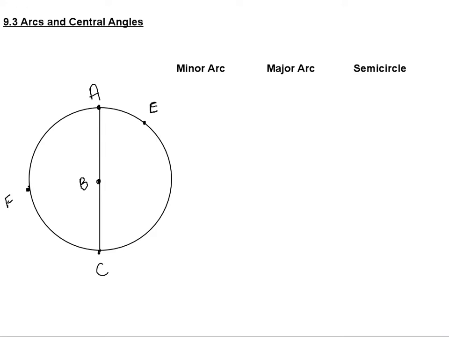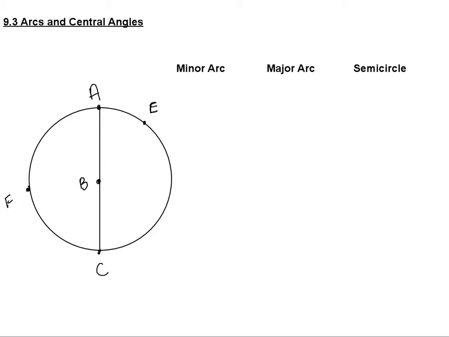So in this video, we're going to talk about other parts of circles. We've spoken about chords, diameters, radii, etc. But there are other parts of circles that you see, but we don't necessarily have the vocabulary for it yet. What we're going to talk about are arcs and central angles.